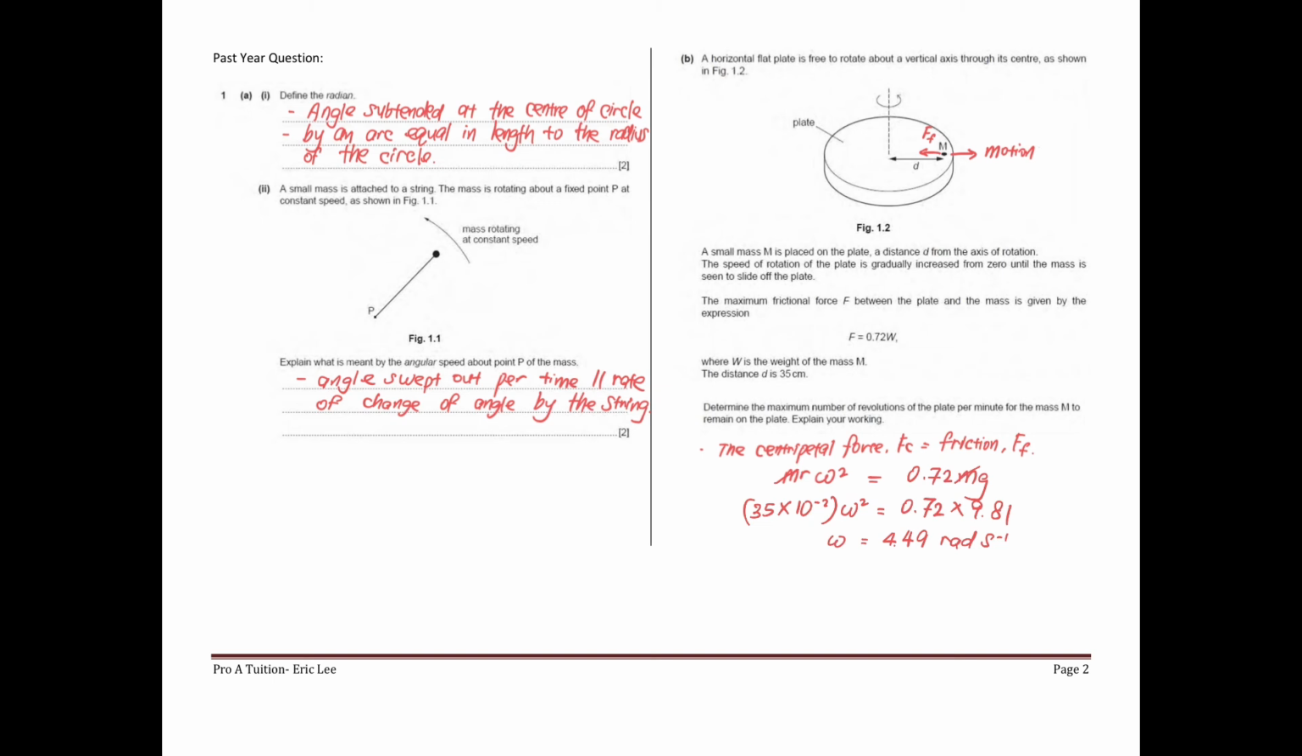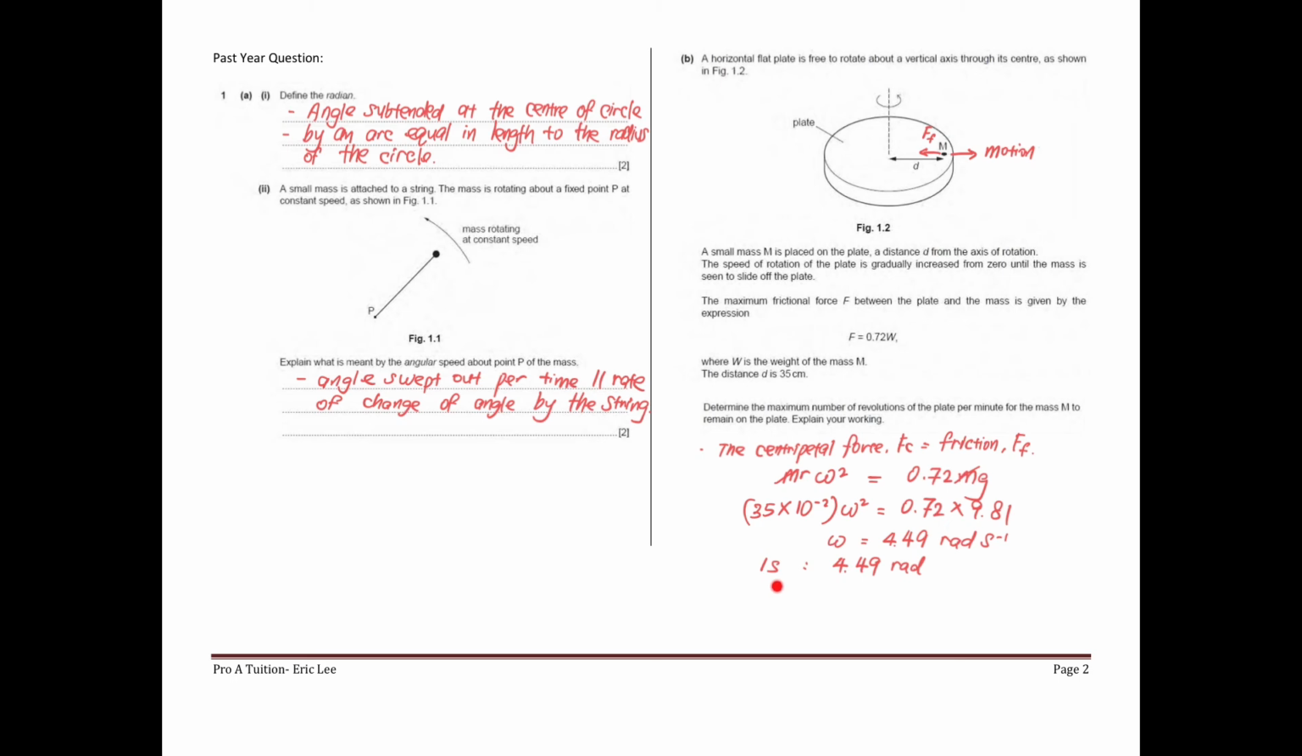So again, we have to understand that angular velocity is actually the angle the particle makes in 1 second. So in 1 second, the particle makes 4.49 radian. Our question wants us to find the maximum number of revolutions of the plate per minute. So we need to know per minute.